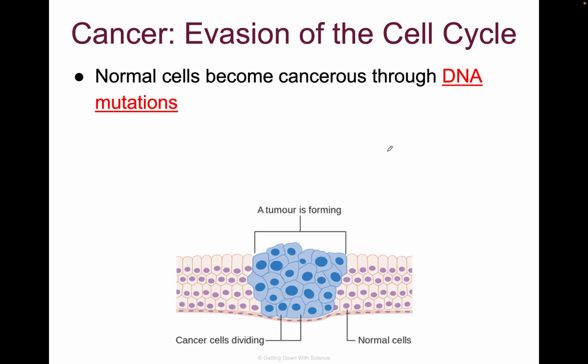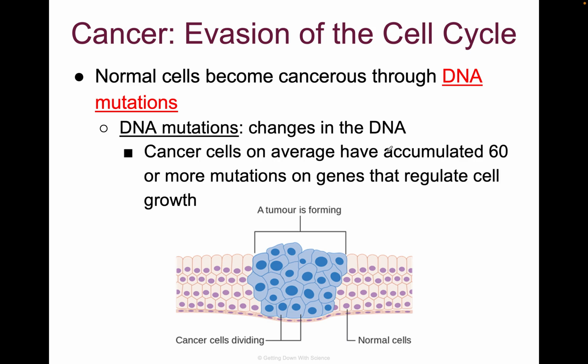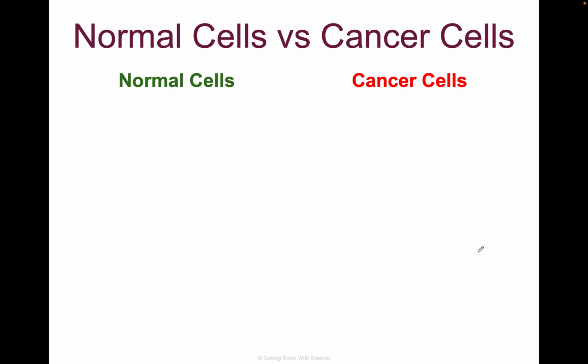Oh, speaking of cancer, so normal cells can become cancerous through DNA mutations. DNA mutations are changes in the DNA. We're going to get into this ad nauseam next unit. Cancer cells, on average, have accumulated 60 or more mutations on genes that regulate cell growth. So all cancer really is a screw up of cell growth in the cell cycle. Too many cells, not enough regulators.